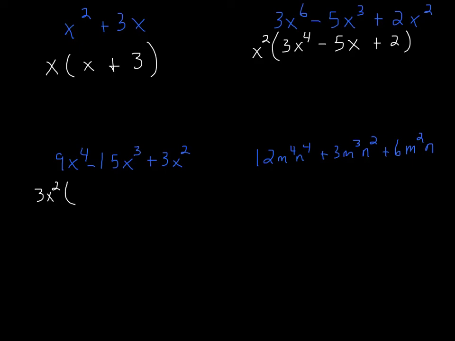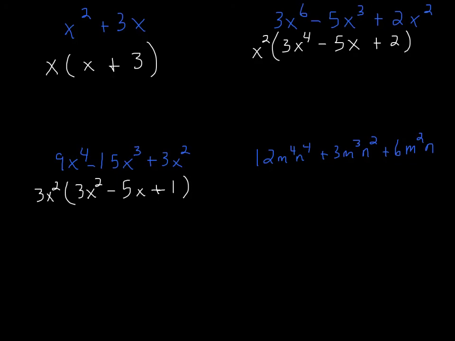So to get from 3x squared to 9x to the 4th, we need a 3. 3 times 3 is 9. And we need 2 more x's. To get from 3 to negative 15, that's a negative 5. And from x squared to x to the third, we just need one more x. And to get from 3x squared to 3x squared, we're just going to multiply it times 1. Remember that identity property of multiplication right there. Hopefully you remember your properties.